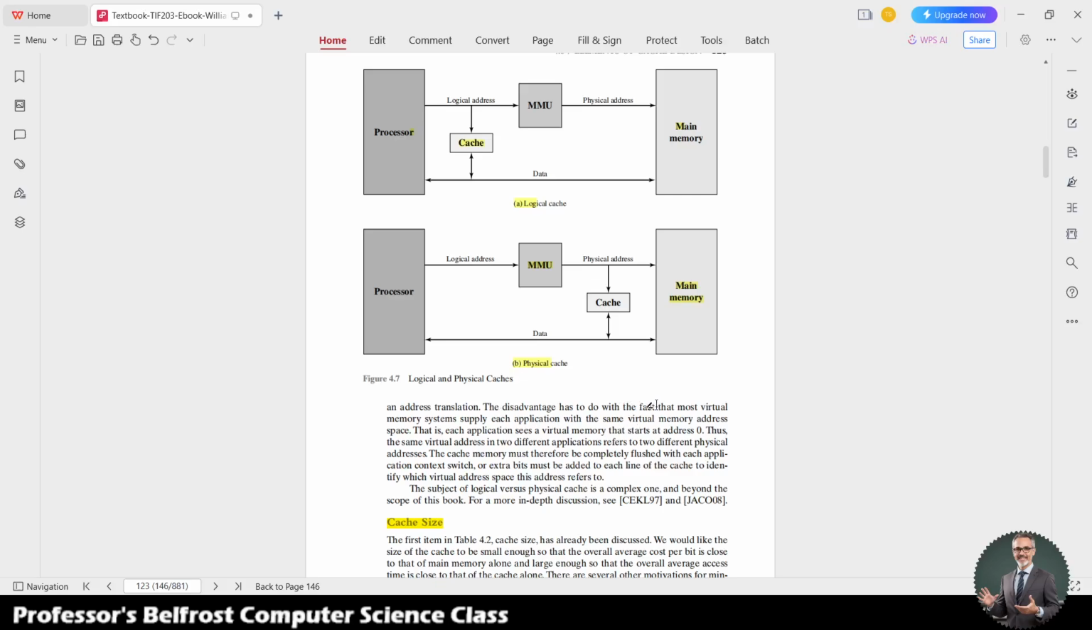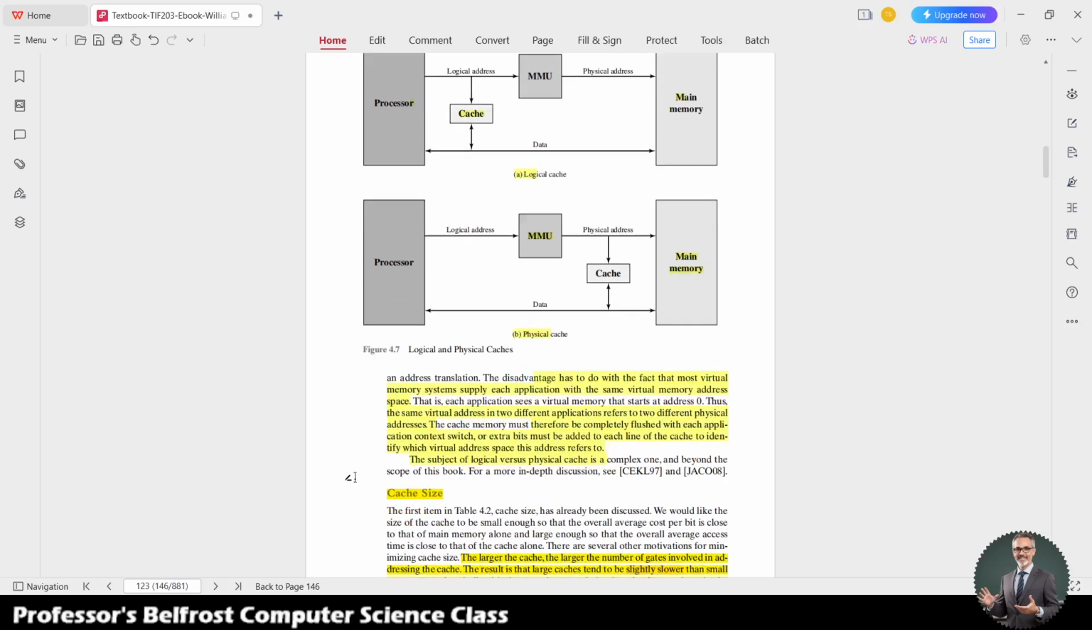But there are also disadvantages. It has to do with the fact that most virtual memory systems supply each application with the same virtual memory address space, and thus the same virtual address in two different applications refers to two different physical addresses. Therefore the cache must be completely flushed with each application context switch, and extra bits must be added to identify which virtual address space this address refers to.